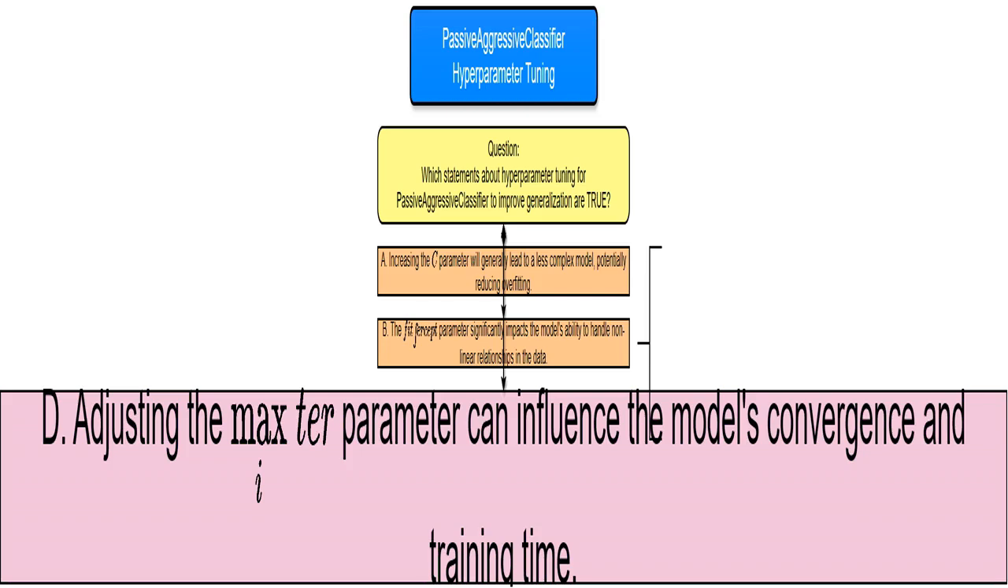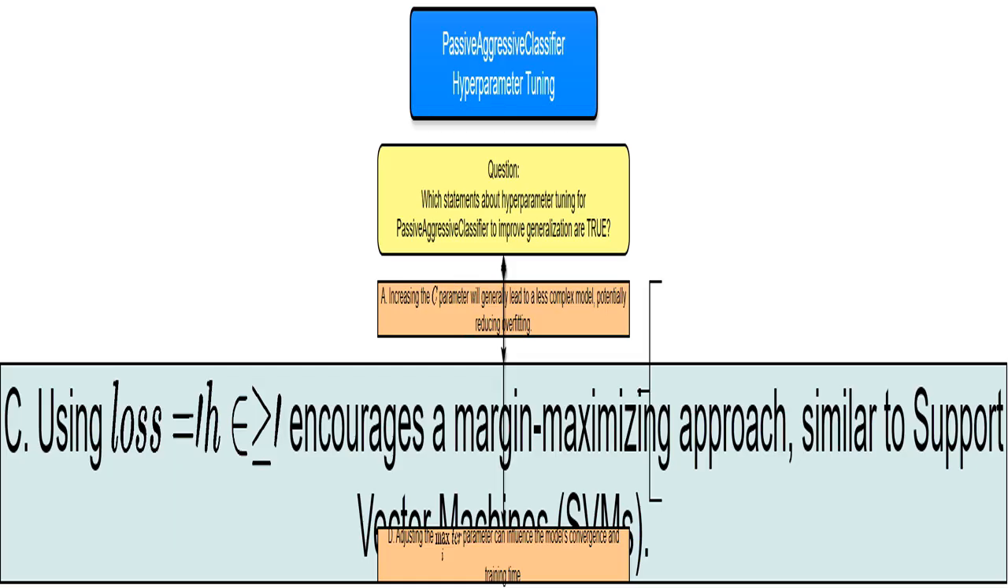The max_iter parameter controls the number of learning cycles. Think of it like repetitions in a workout. More iterations mean more learning, potentially a better model, but it also takes longer to train. The loss equals hinge setting uses a loss function that pushes the model to create a wide gap between different data categories. This is similar to how support vector machines, SVMs, work. I think of it like creating a clear boundary between different groups of items.